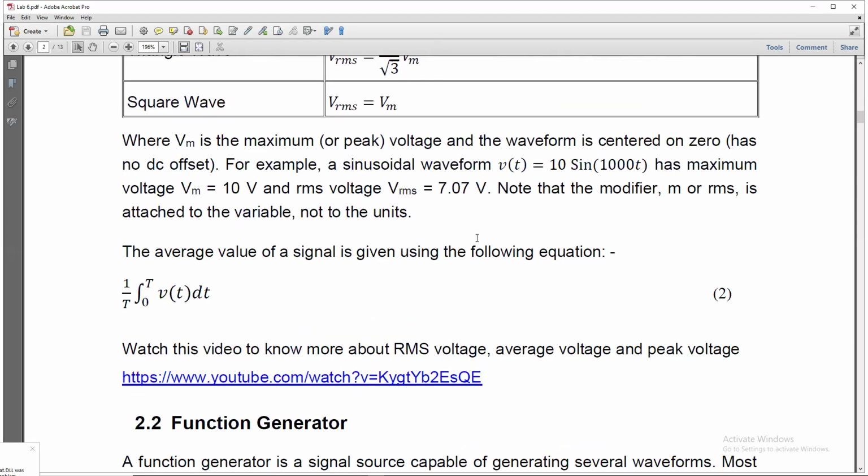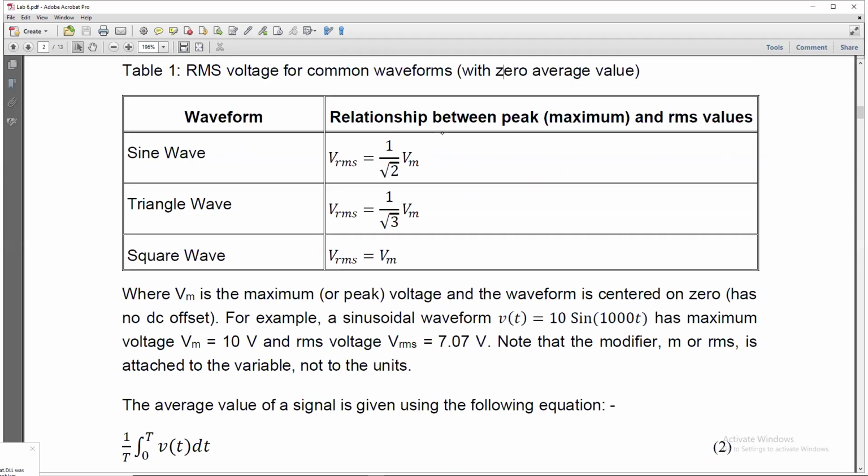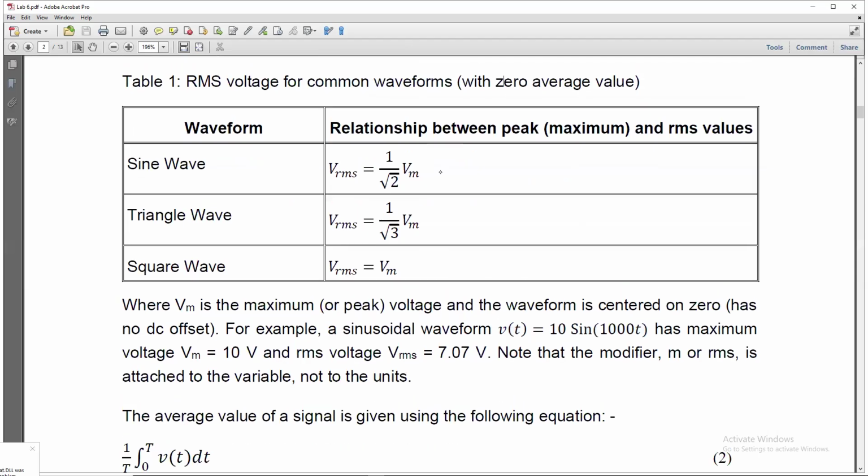For example, if I give you a signal like this one, 10 sine omega t, what is the maximum value? 10. So Vm is 10. If I take 10 and divide it by square root of 2, just following this formula here, this gives you the RMS value.